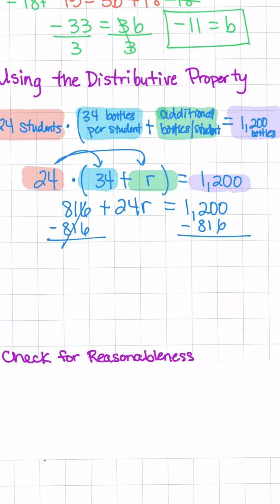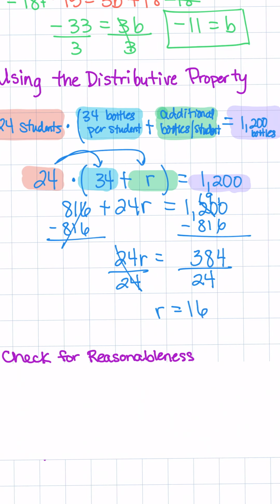It's going to equal 0, so we're left with 24r equals 384. We're now going to divide each side by 24. The opposite of multiplying is dividing. r is going to equal 16. Each student should collect 16 more bottles.